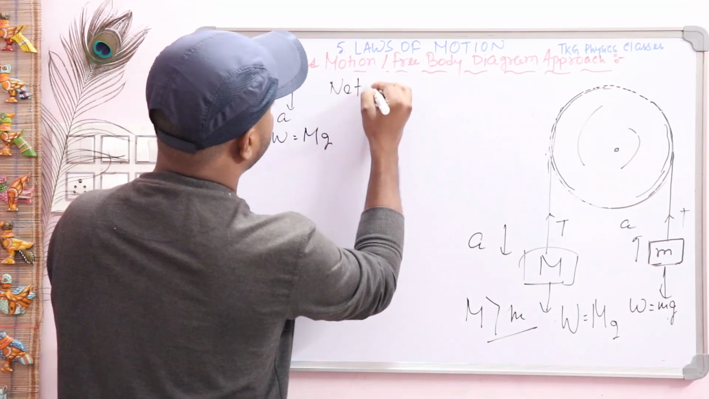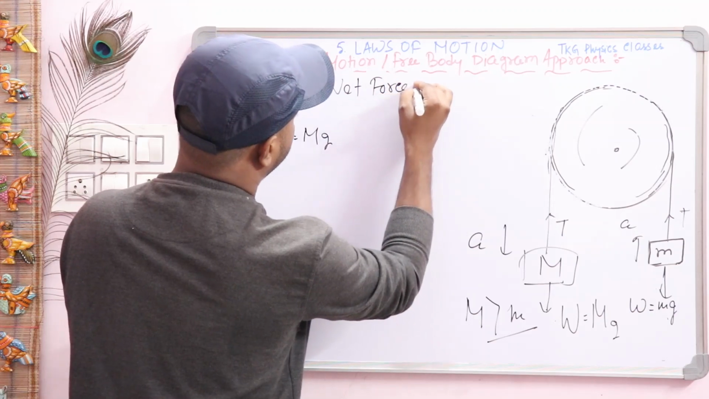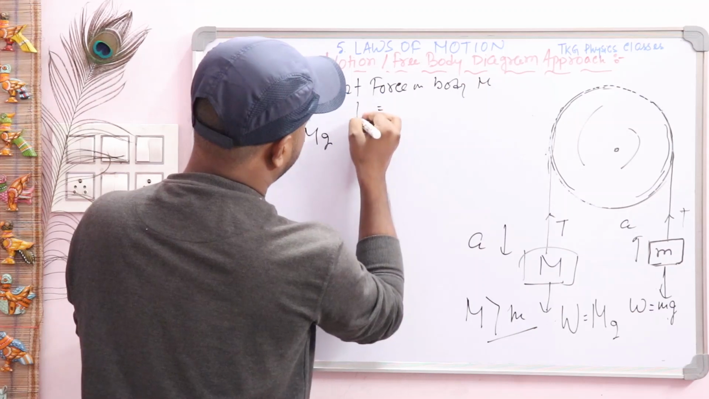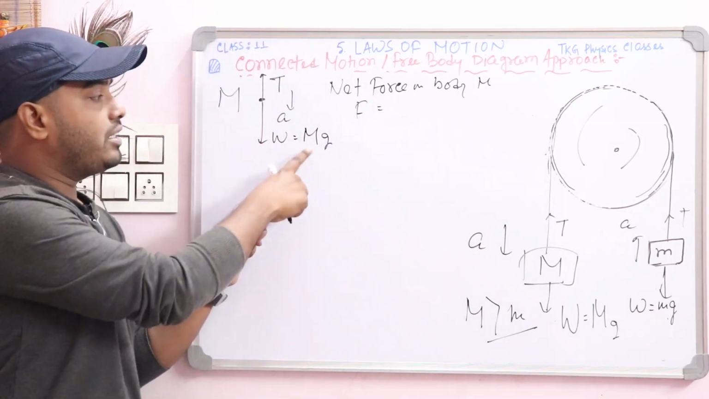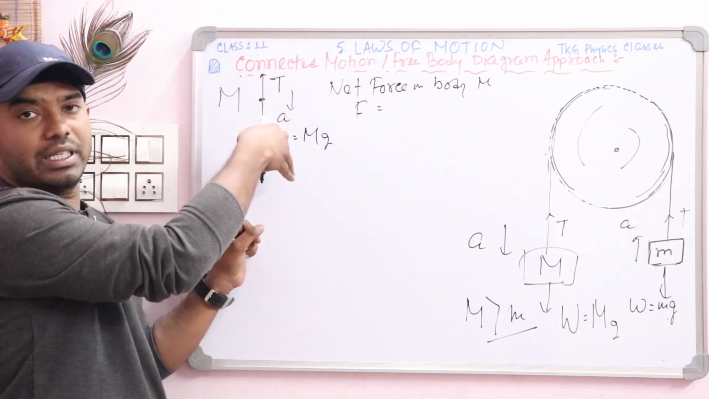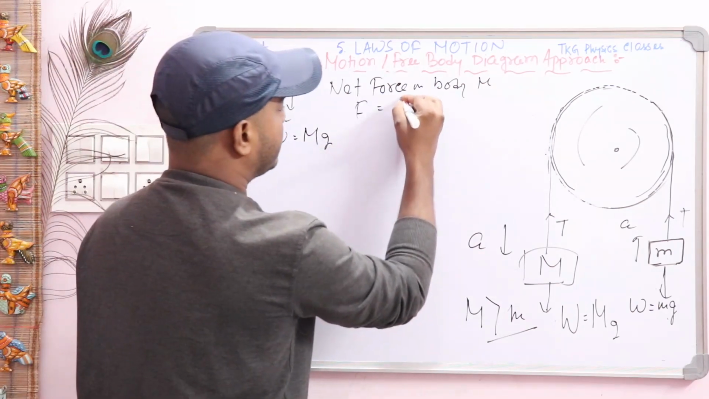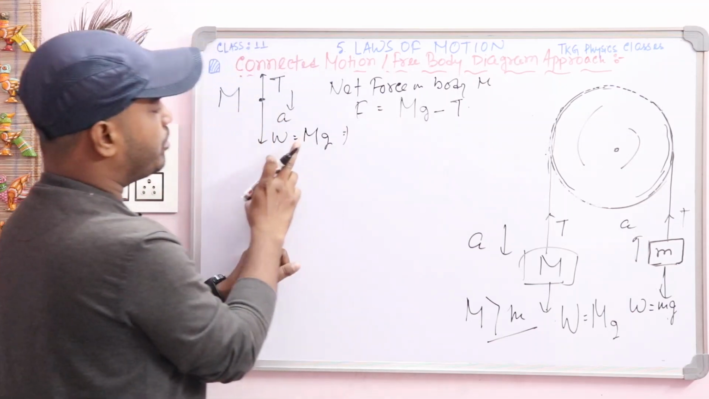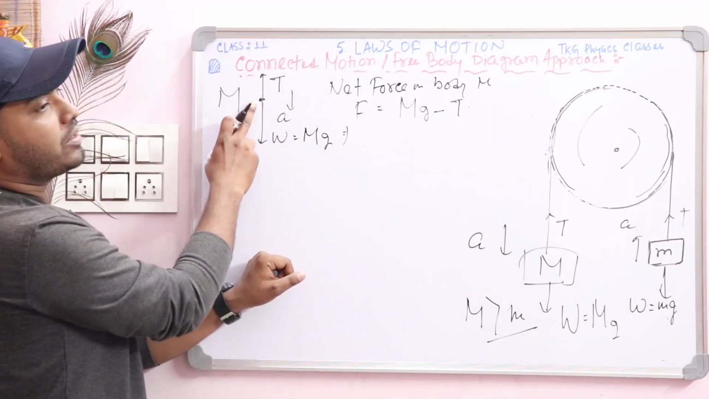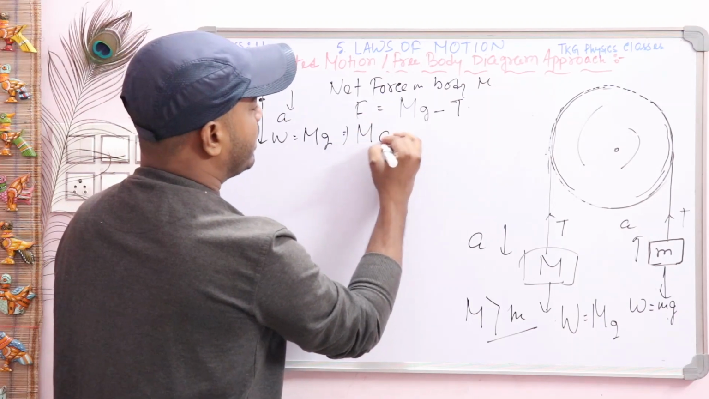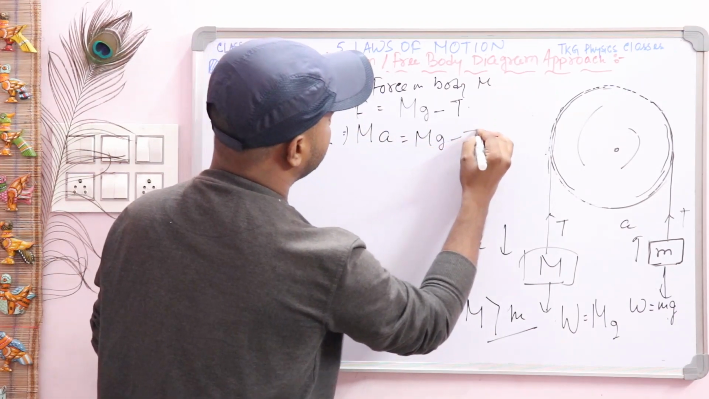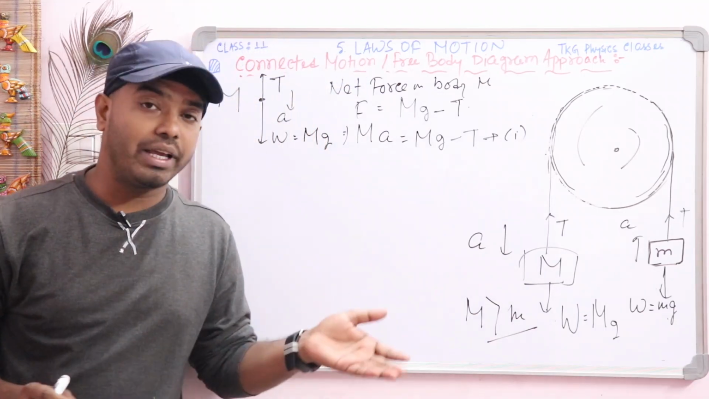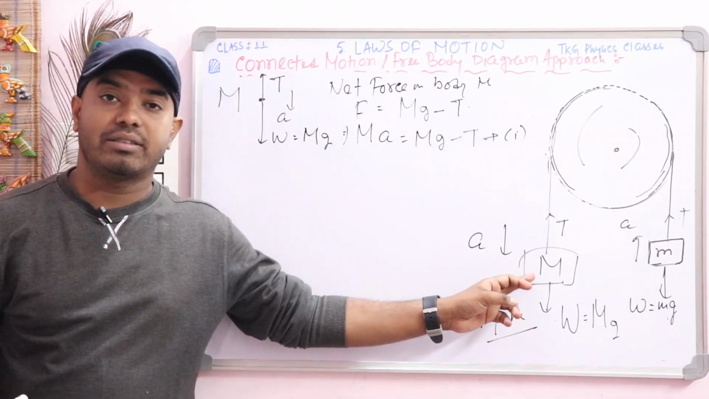The net force on body capital M, that is equal to, obviously this force will be more, that's why the body is moving in the downward direction. So the net force, that means mg minus T, and in the place of F you have to use the force of this body, that is capital M into A. So this is the expression. Suppose this is equation 1. This is the free body diagram and the expression for the body of mass capital M.